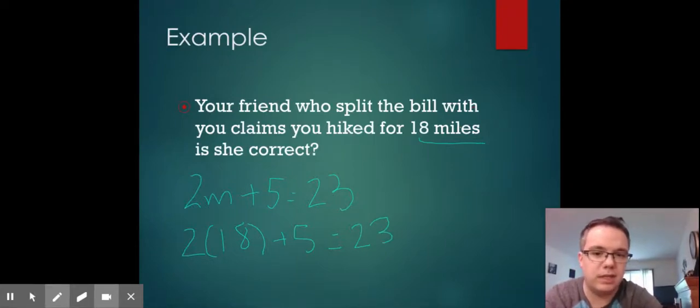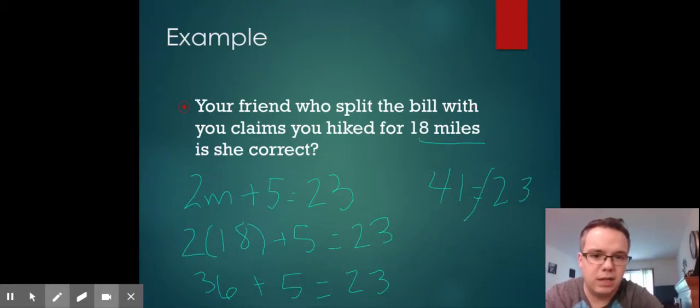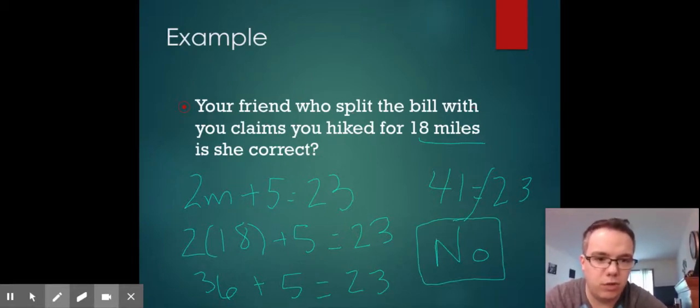Then we should get this side to equal 23. So if I take 2 times 18, I get 36. And if I take 36 plus 5, I get 41. And does 41 equal 23? No, it does not. So is your friend correct? No, she is not correct, because you would have had to spend $41 if you hiked 18 miles.